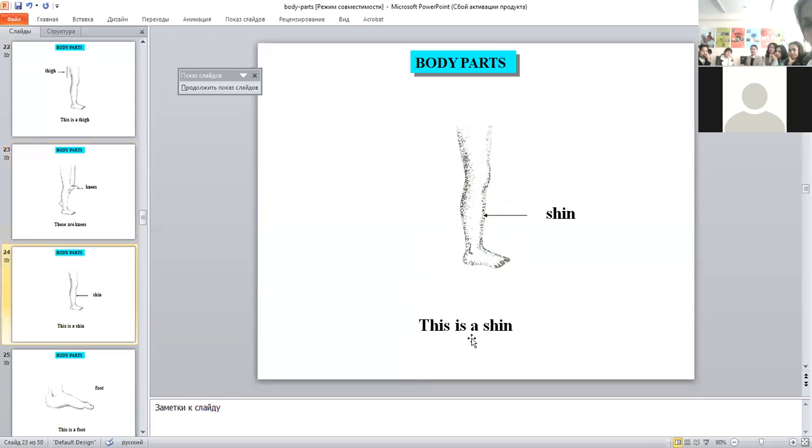Pay attention to this part. Shin. In English the letter combination SH gives us the sound sh. This is a shin. Very good pronunciation. You are pronouncing all the words correctly now.